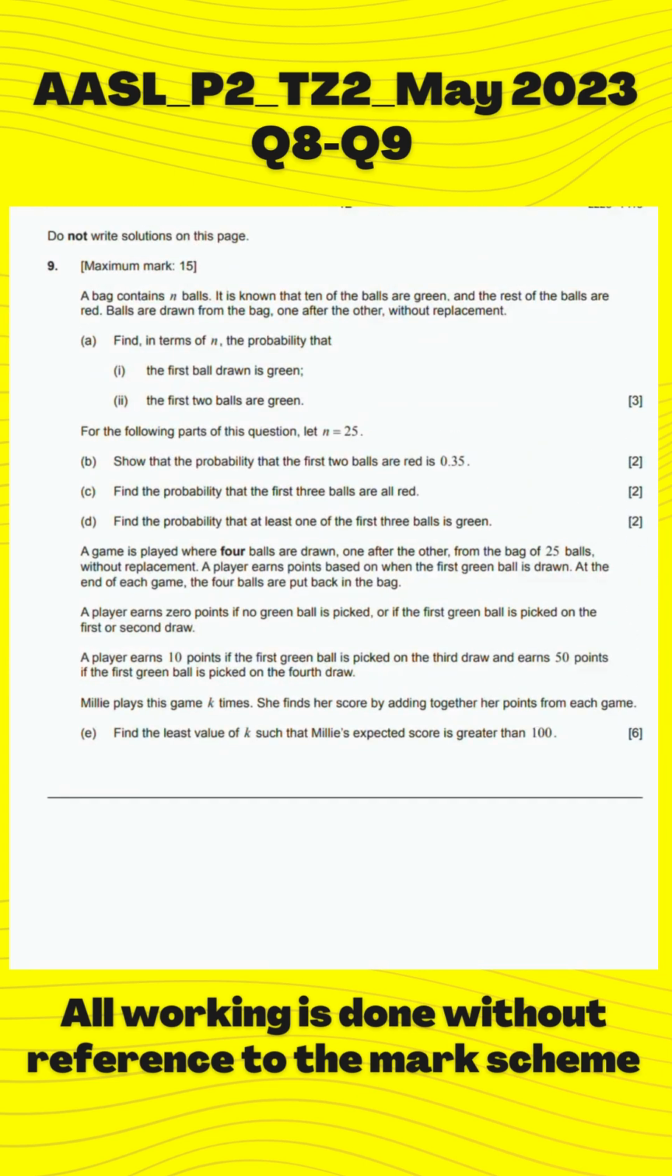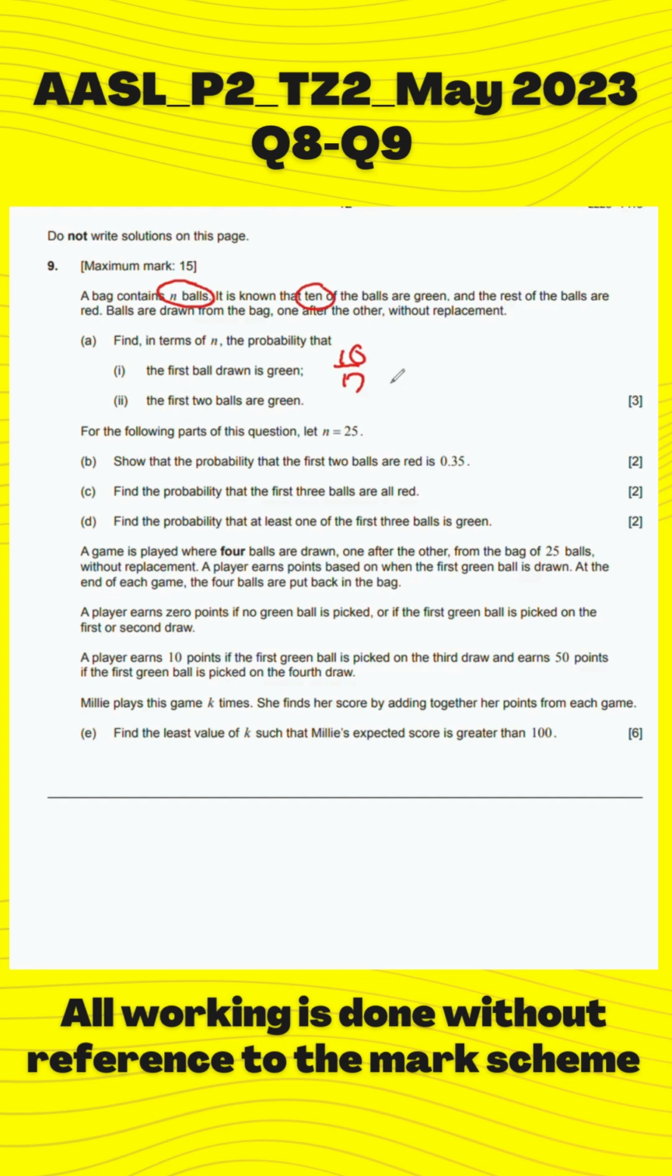Question 9. A. Find the probability that the first bone is green. So there are 10 green and the rest are red. There are n total. So it will be 10 over n.